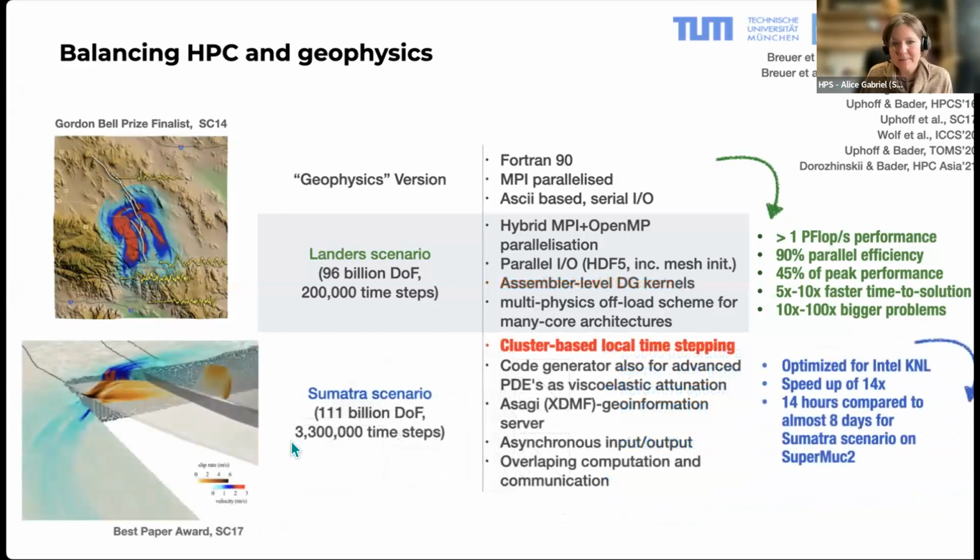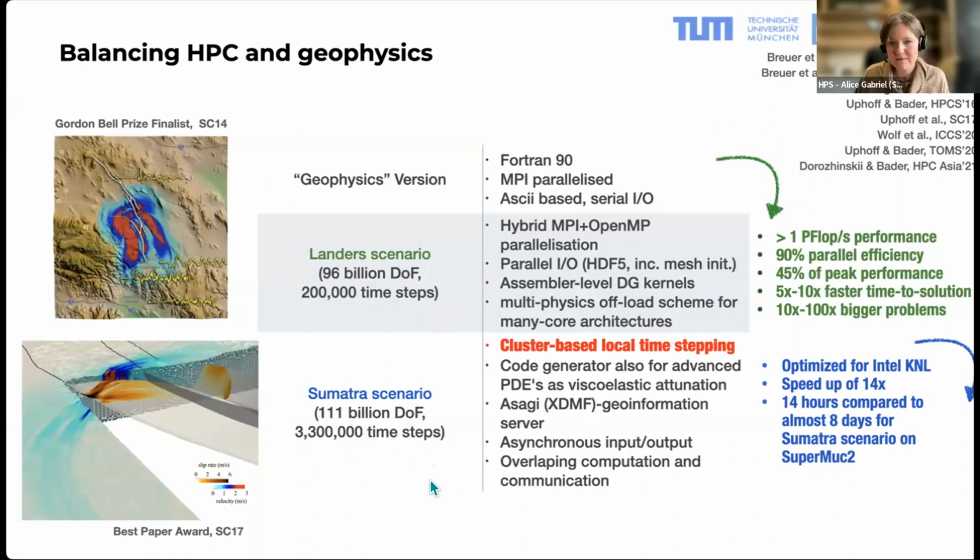In the second step, this is for 2017, this won a best paper award at Supercomputing. We ran this large simulation of a megathrust earthquake, the Sumatra scenario. And if you compare the size of these models, it's not necessarily more degrees of freedom, but it's a lot more time steps. Here, in the Landers scenario, we had 200,000 time steps, and we ended up at 3.3 million time steps for this one.